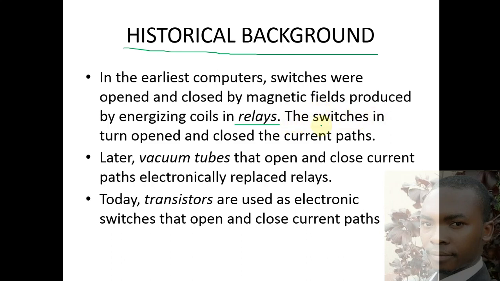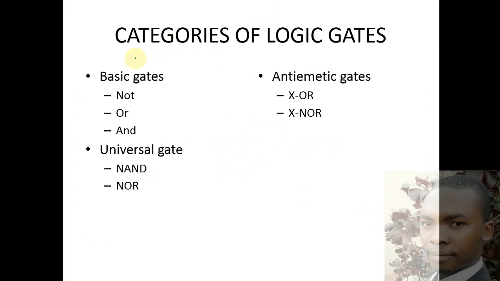When we came in the early 90s, we got some switches that can turn a path on and off, and afterwards vacuum tubes came in, and today we have transistors. Those transistors are the ones that have logic gates inside them that really do the work. You can read through this content at your own time and analyze it.